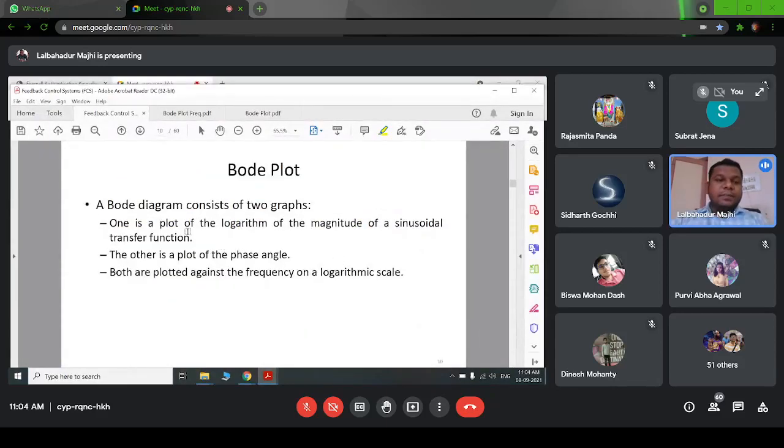This Bode diagram consists of two graphs. The first one is the magnitude plot, a plot of the logarithm of the magnitude of a sinusoidal transfer function, and the second one is the phase angle. Both the magnitude and phase angle plots are plotted against the frequency on a logarithmic scale. This Bode plot is done on semi-log graph paper.